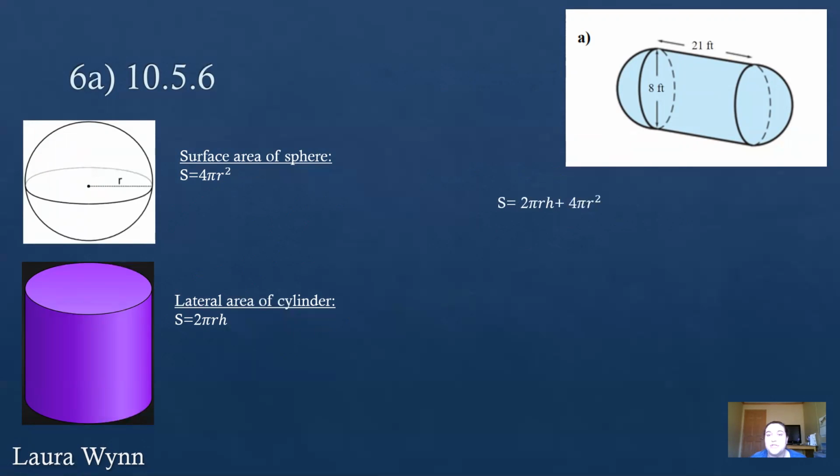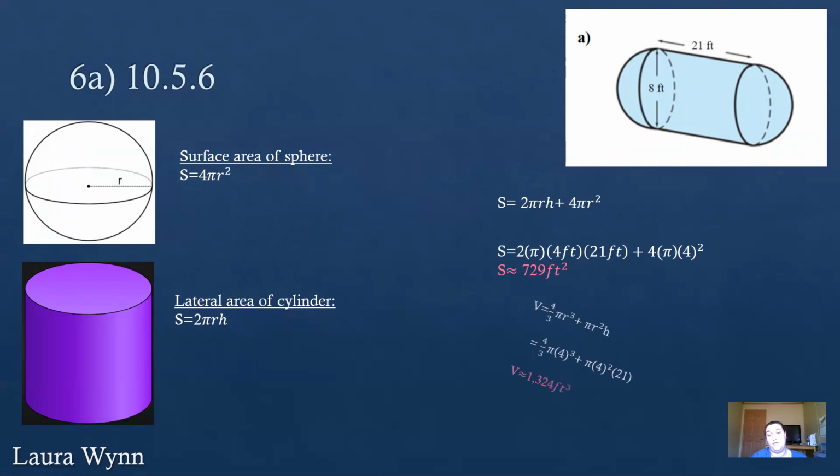And all we have to do is plug our numbers in for our letter variables. We need to figure out what our r is, our radius. So we know the diameter is 8, and the radius is half of the diameter, so that will give us a 4 for our radius. And our height is actually 21. So we just plug in our numbers and add it up. Work out your problem, and it gives us 729 feet squared.